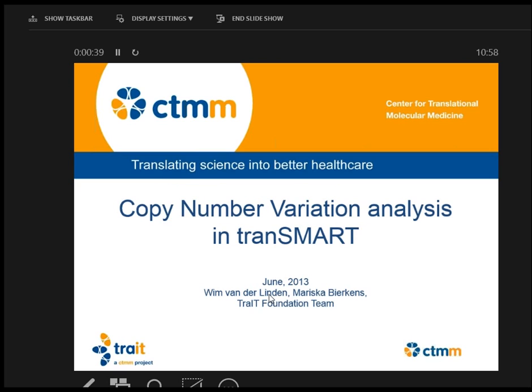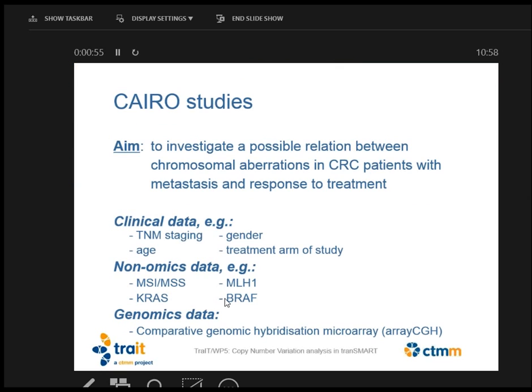So this is a first use case that we started with a few months ago. It's a use case on copy number variations. It's from the Cairo study, and the study in itself is a colorectal cancer patient study where they investigate possible relations between chromosomal aberrations in patients with metastasis and their response to treatment.